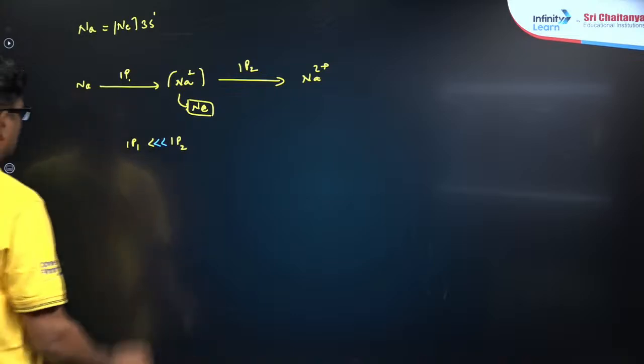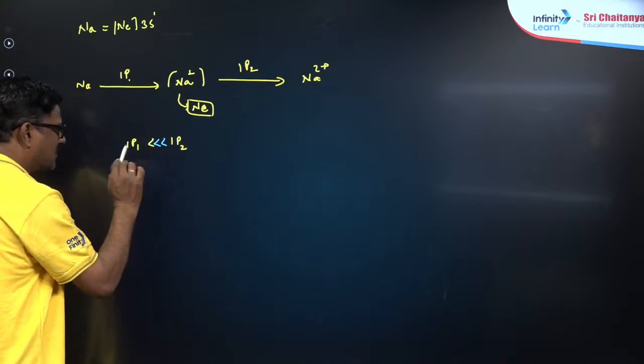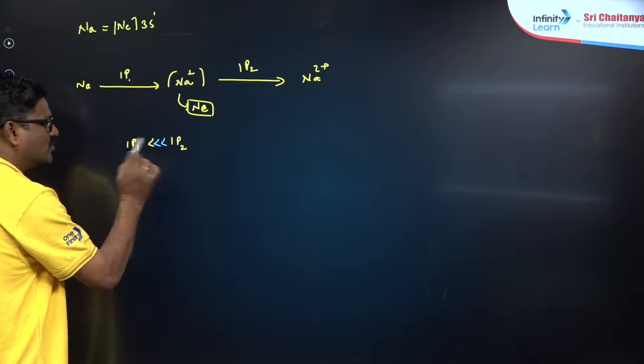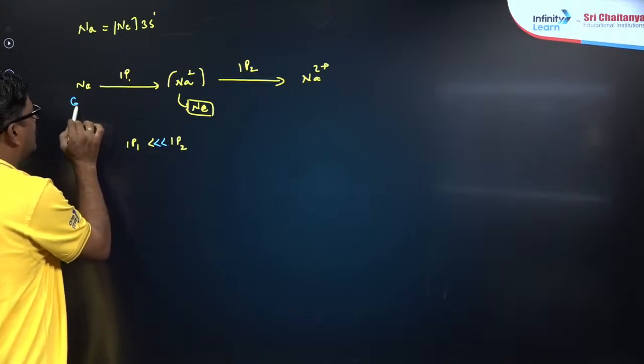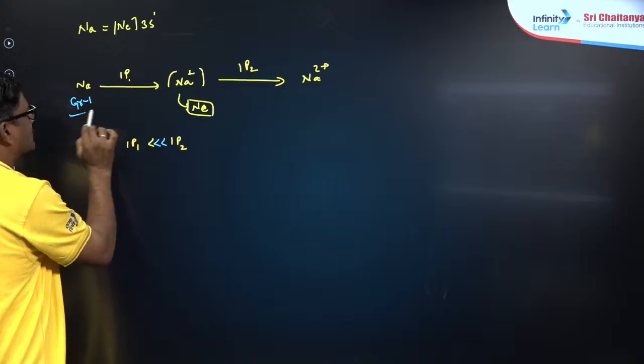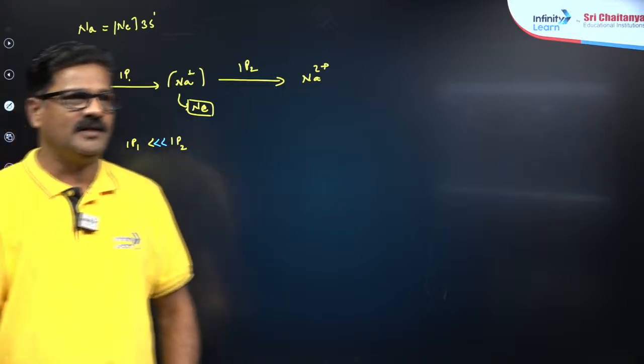So this trend, there is a huge difference in the values of IP1 and IP2, is attributed to any element present in group 1. Mind it. Any element in group 1.